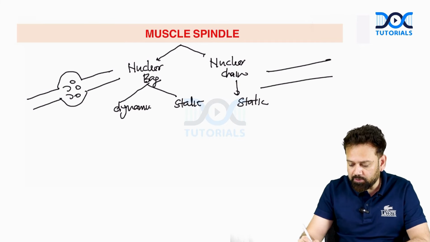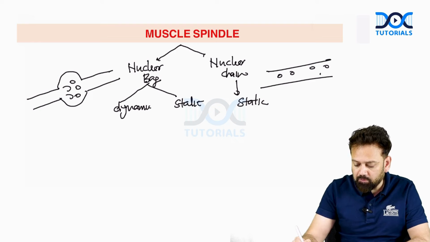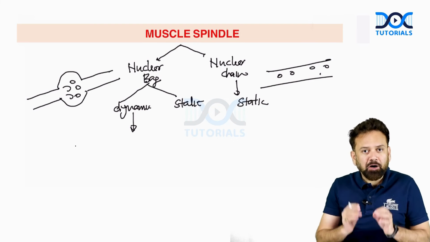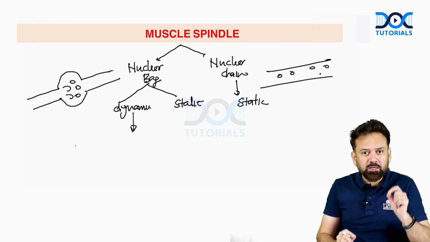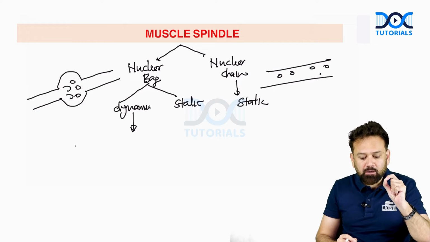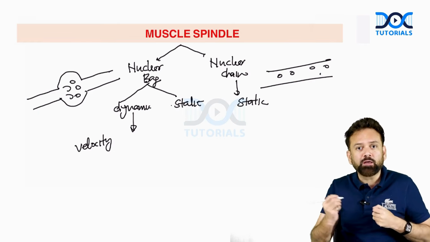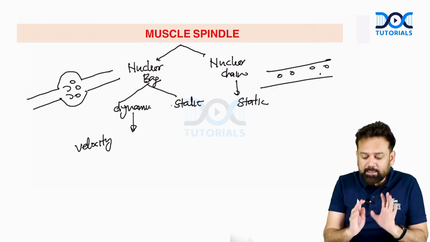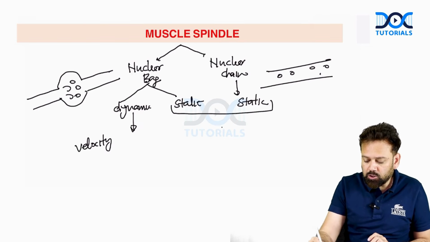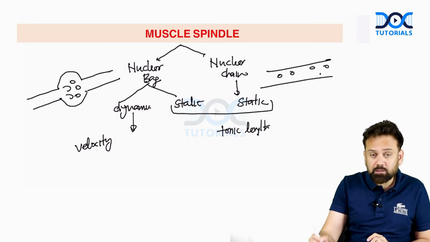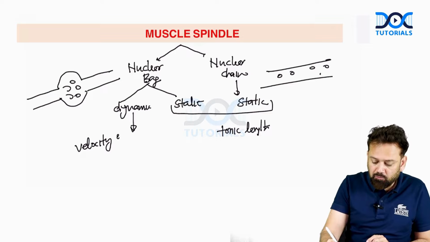Chains are like a chain of nuclei. Chains are always static. Now, dynamic and static. The function of the spindle is to sense change in the length of the muscle fiber. But dynamic will sense velocity of change of length, because every time you keep on moving, you're not static. Only when you're static, these two will sense tonic length. If length is static, but dynamic nuclear bag will sense velocity of change of length.